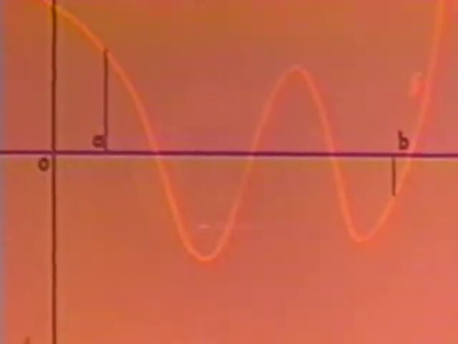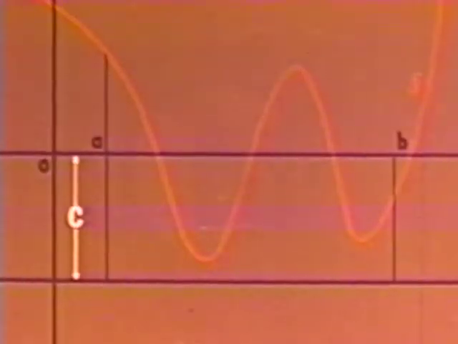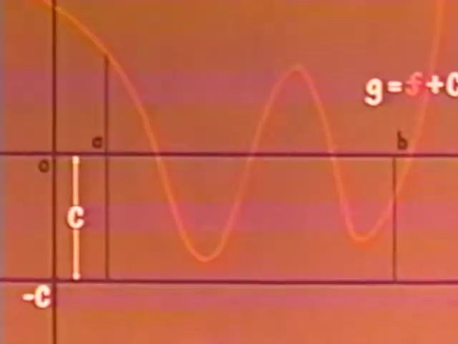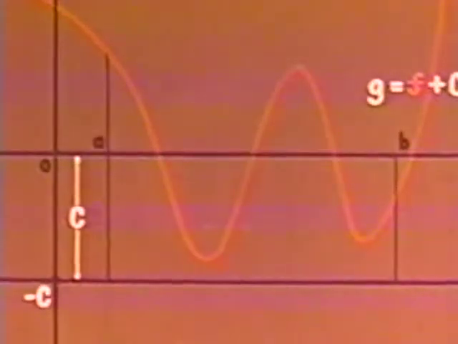On the other hand, every bounded function is associated in a natural way with a non-negative function. Since f is bounded, there exists a non-negative constant c, such that f of x is always greater than or equal to minus c. Hence, if we add the constant c to f, the result is a new function, g, whose graph is obtained simply by sliding the graph of f upwards a distance equal to c.